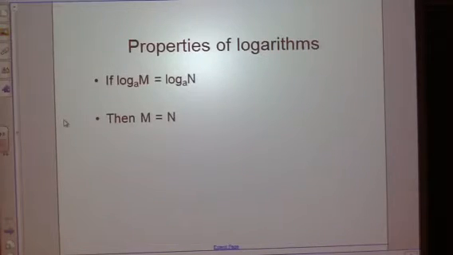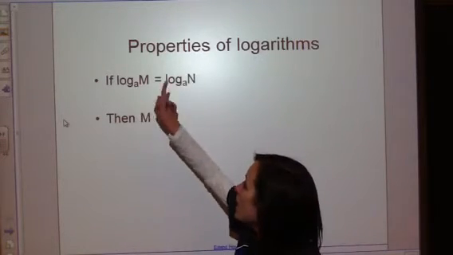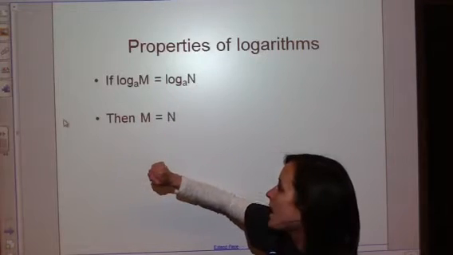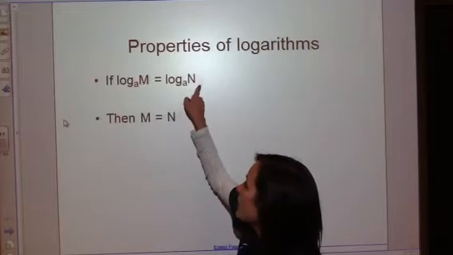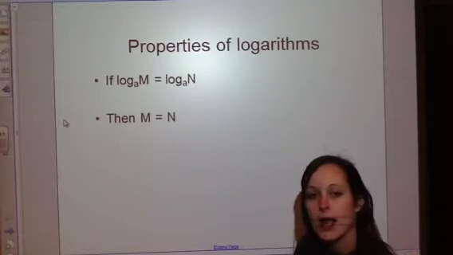Today we're going to learn one property, and it states that if you have a single logarithm on each side and they have the same base, then what you're taking the logarithm of will equal one another. It's kind of like our exponent property.